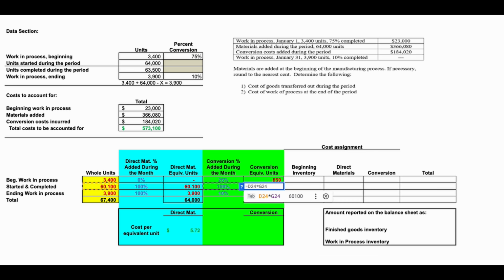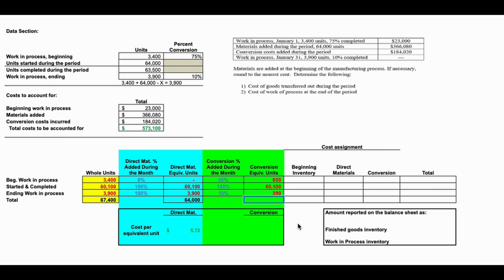Now we've got our started and completed. This one, the math is not too hard. We've got 60,100 whole units multiplied by 100% conversion added, so that number doesn't change. Lastly, we're going to go ahead and take our ending work in process, and we were only able to add 10% conversion this month, so we're going to have 390 conversion equivalent units for ending work in process.